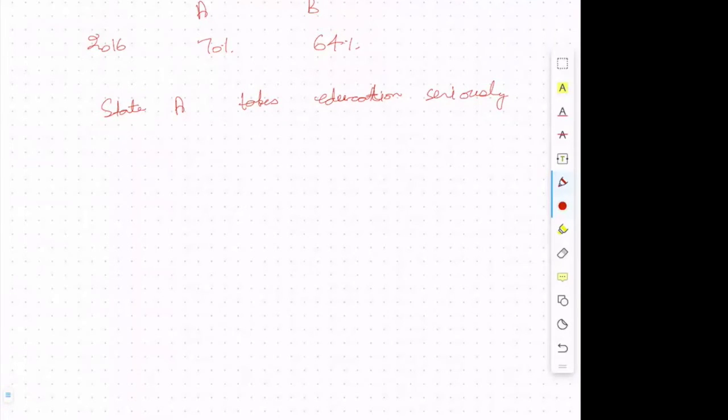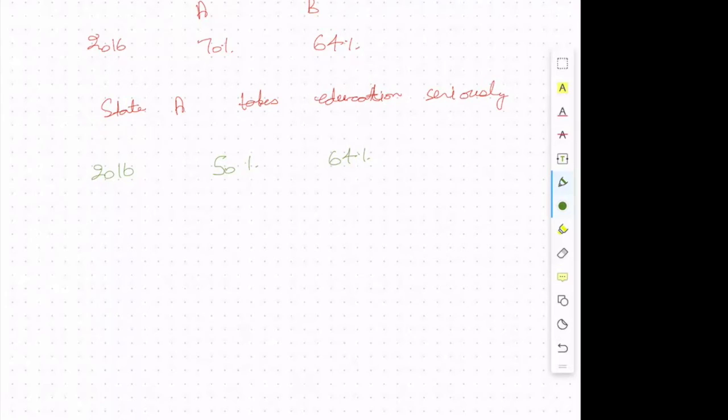Now we can think of the opposite scenario as well. That is, let me change the color. So that is in 2016, state A has only 50% college enrollment, and state B has, let's keep it the same, that is 64%. In this case, one might say that the policy is not working, or the policy is actually leading to a decline in college enrollment if we just compare these levels, because state B has higher numbers than state A. But here also, we do not know what was happening before the policy.